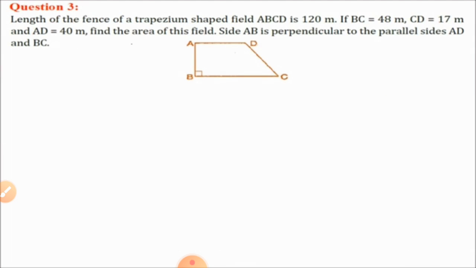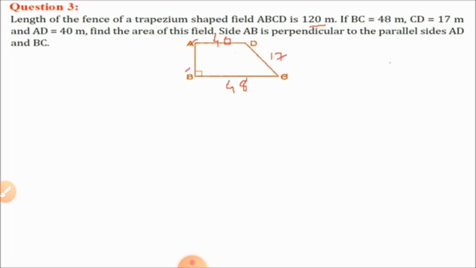Look at question number 3. The length of the fence of a trapezium shaped field ABCD is 120 meter. If BC is equal to 48 meter, CD is equal to 17 meter and AD is equal to 40 meter, find the area of this field. Side AB is perpendicular to the parallel sides AD and BC.